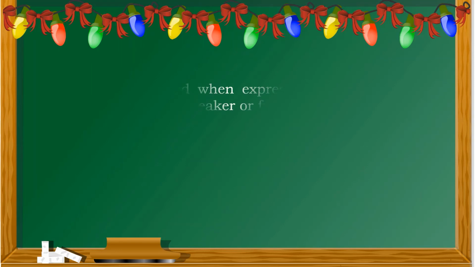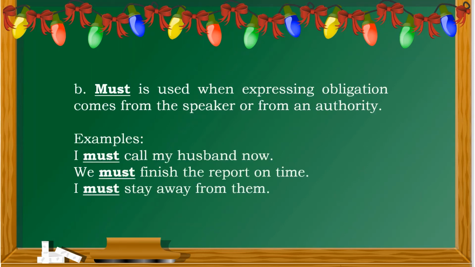Then we have must. So must is used when expressing obligation that comes from the speaker or from an authority. So it's the speaker who sets the rules. Example, or the obligation: I must call my husband now. Next, we must finish the report on time. And I must stay away from them. So it is just the speaker who is giving the obligation.